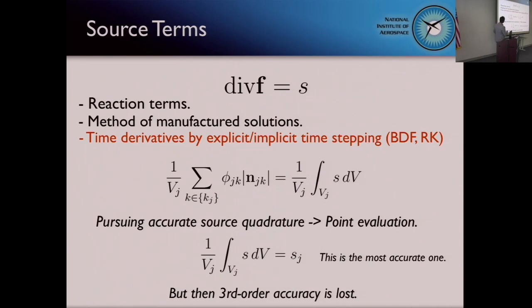So source step, now we have S here. There can be reaction terms or the method of manufactured solutions. Our primary target is unsteady. When you have an unsteady equation, you have a time derivative, we take it to the right-hand side as a source term. Whether explicit or implicit, they can be treated as a source term. And they have to be discretized in space in order to preserve third-order accuracy.